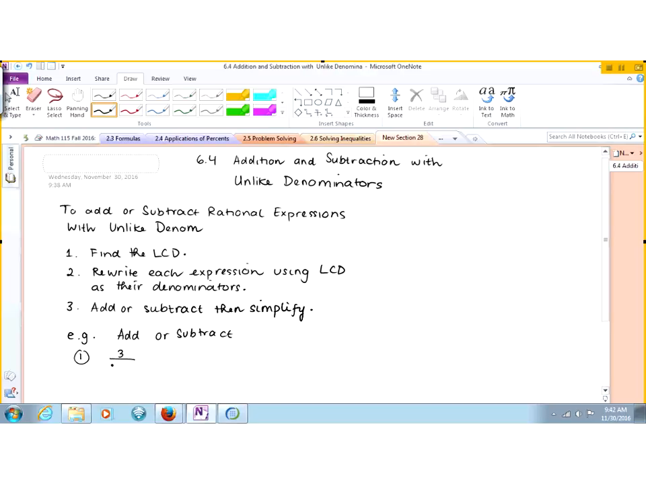Okay. So number 1, 3/(4x²) plus 7/(6x³). That's not bad, right? So you have to find the LCD of 4 and 6.